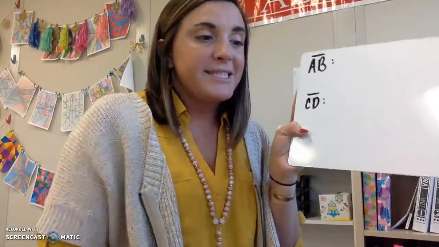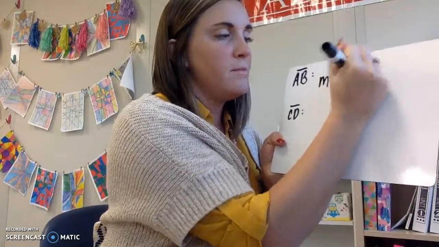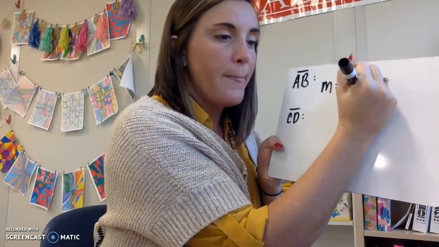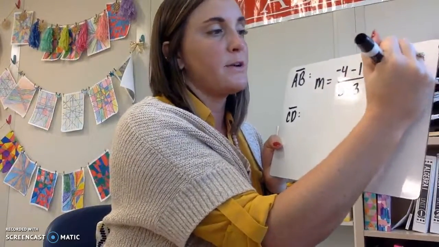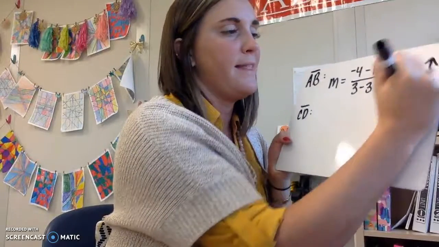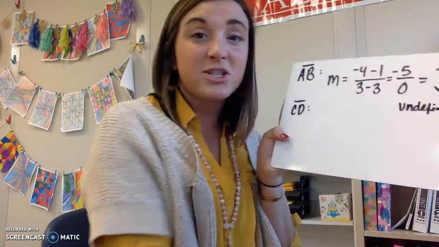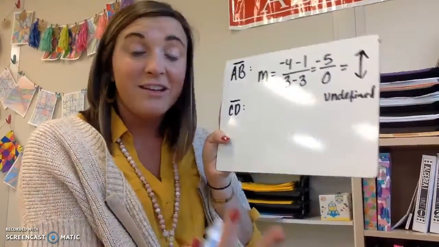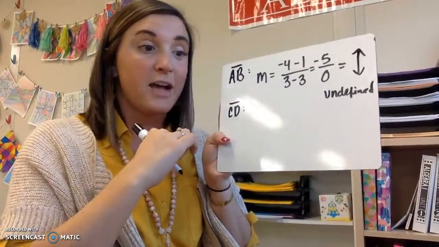All right, AB and CD. So we've got m equals negative 4 minus 1 divided by 3 minus 3. So that's going to give me negative 5 over 0. Anything divided by 0 gives us that undefined, that vertical line. And I just think it's good to keep making that connection. The slope of undefined is vertical, just so you keep having that visual image in your head.